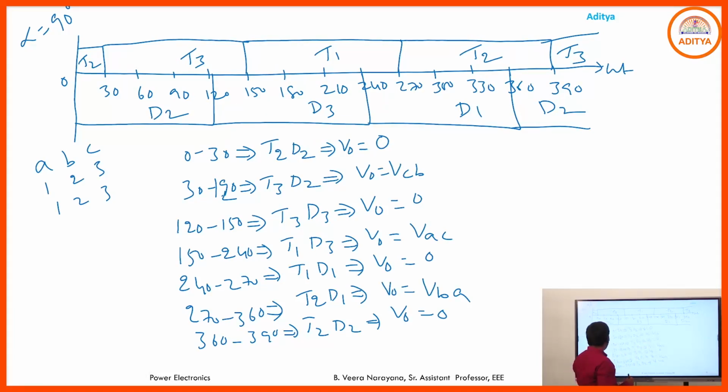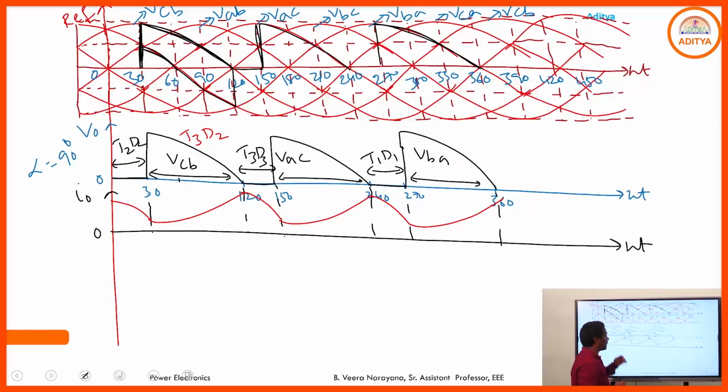So depending upon the value of inductor, the converter is able to operate either in continuous conduction mode or discontinuous conduction mode. If you have a large value of inductor in the load, then the converter is able to operate in continuous conduction mode. If you have a low value of inductor, then the converter operates in discontinuous conduction mode.